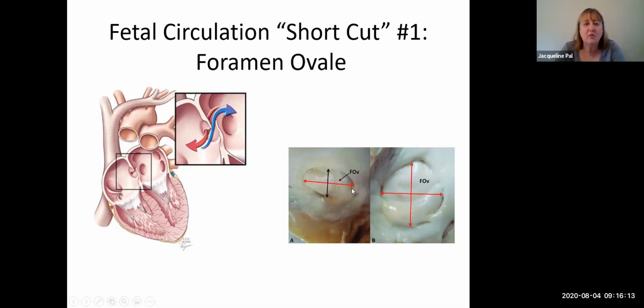Now we do see the remnant of the foramen ovale as seen here in these two pictures. It can be oval shaped or it can be slightly rounder shaped. And in the adults, this is usually a shallow depression. So we call it a fossa ovalis, which means an oval shaped shallow depression.